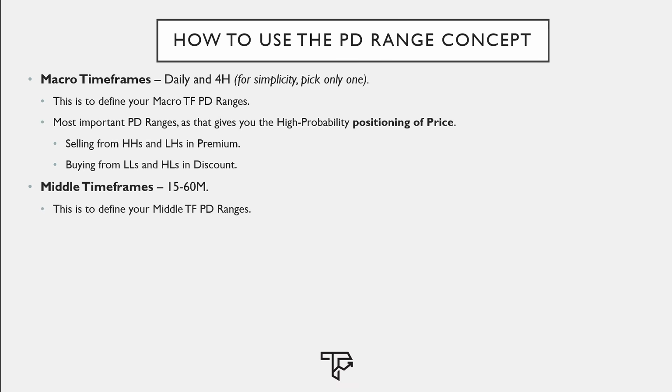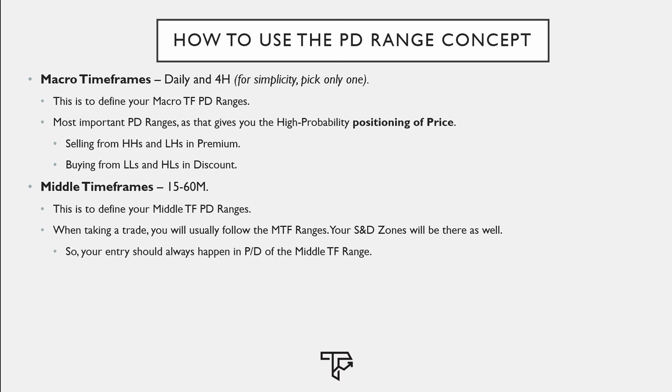Okay? Why do we do this? Well, because when taking a trade or when framing a trade idea, we usually follow the middle time frame ranges, because our supply and demand zones will most likely be there as well. Because your entry should always happen in PD of the middle time frame range. So again, that is right now getting into the complexity of the markets.